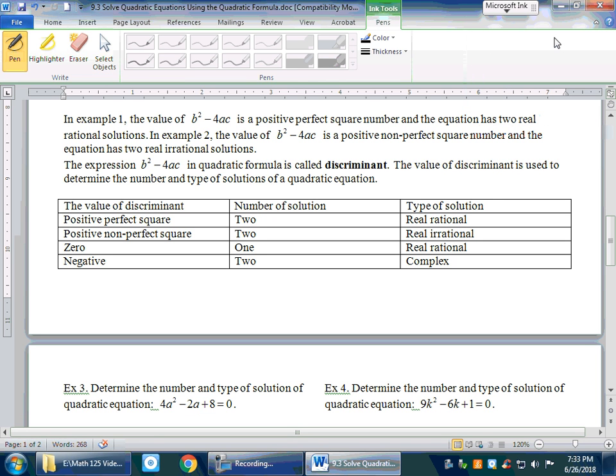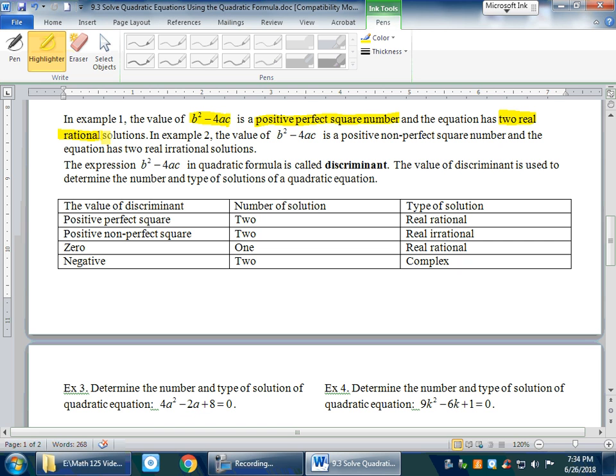So from example 1, we notice that b squared minus 4ac, after we simplified it, the value is 1, which is a perfect square, a positive perfect square number. And from that, we also know that we have two real number solutions at the end. Two real number rational solutions at the end.